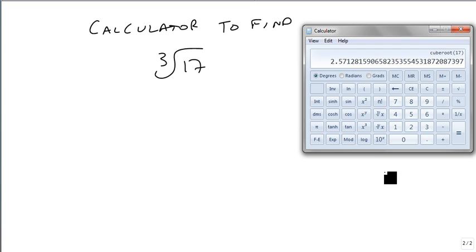We have to round it because we can't keep going. This is an irrational number. The decimal never stops and it never repeats. And so we have to round it at some point. The problem will usually say 2 or 3 decimals.